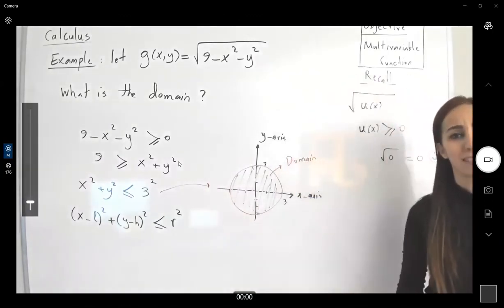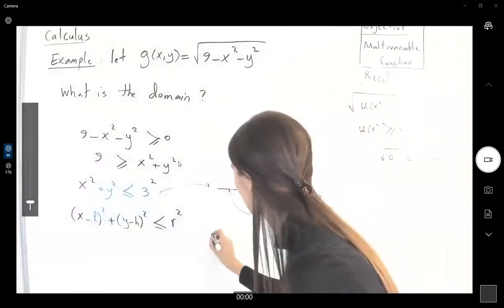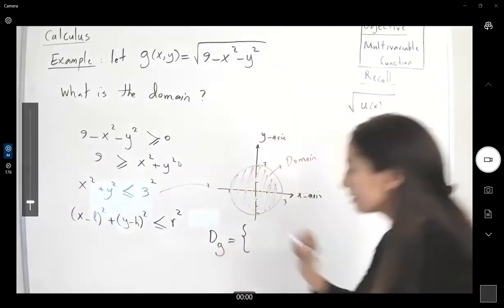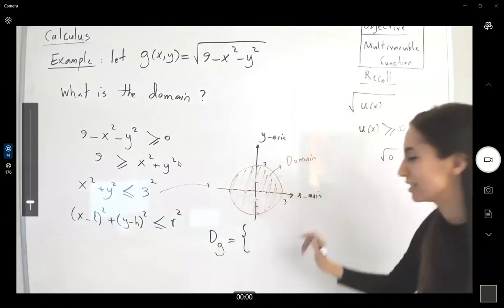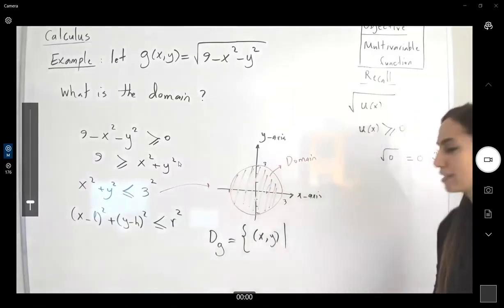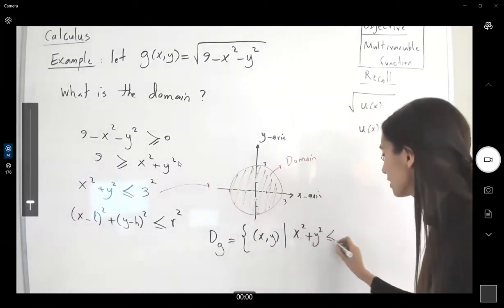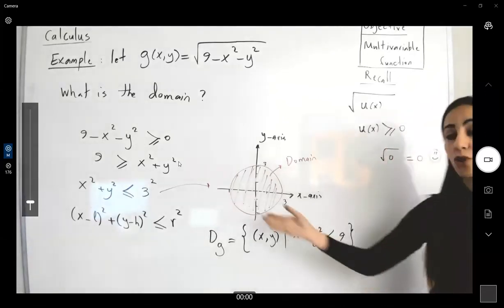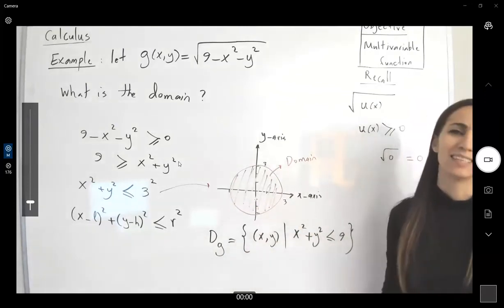So we can use set notation to represent the domain this way. The domain of function g is equal to the set of all points x, y such that x squared plus y squared is less than or equal to 9. We are visualizing the domain. We're also writing the domain in set notation.